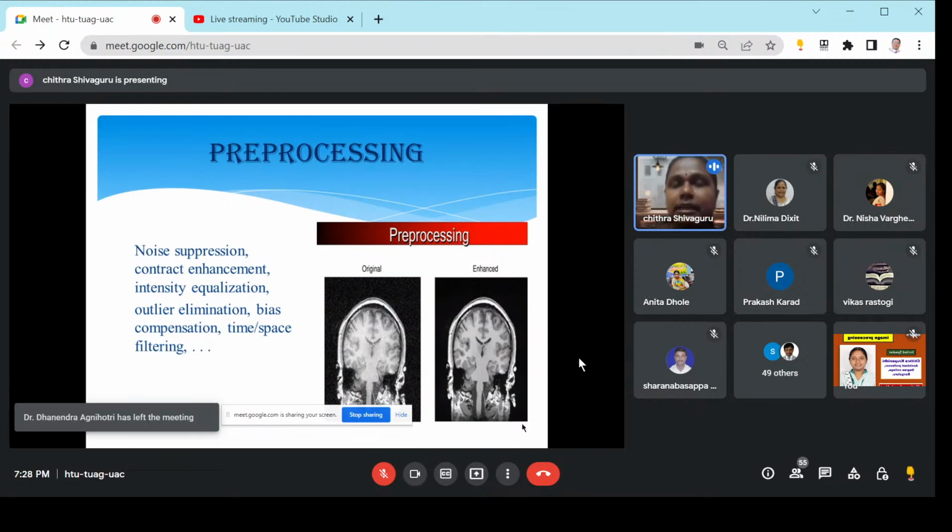Let's see. So what are the techniques here? It is nothing but noise suppression. Here you can see this is the original image which would have been got by X-ray or CT scan or something, and it is going to be enhanced. After enhancing, you can see the blurriness behind the image is removed, meaning filtered, and then we are able to get improved quality images as a result of pre-processing. That is the step. So noise suppression, contrast enhancement, intensity equalization, outlier elimination, bias compensation, time filtering or space filtering. These are all the techniques used for pre-processing.